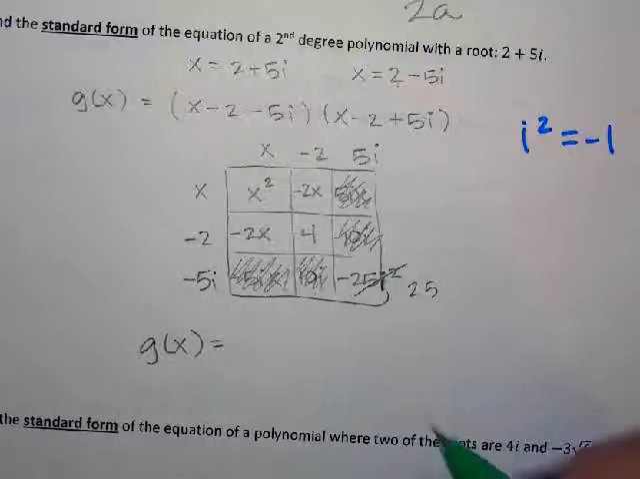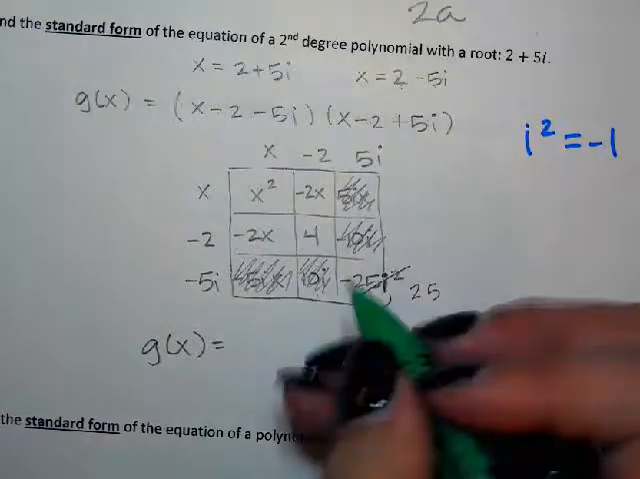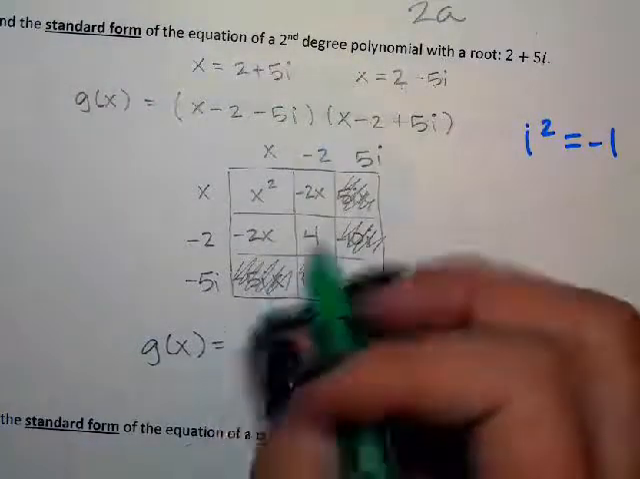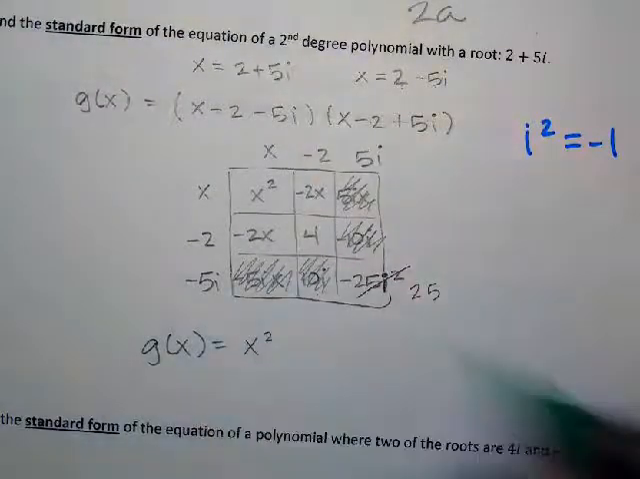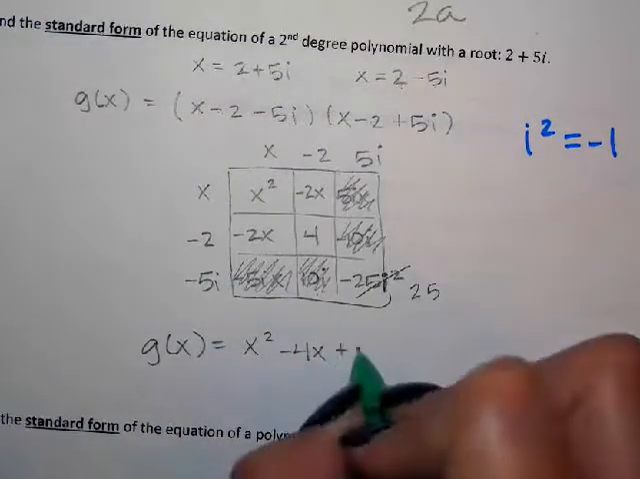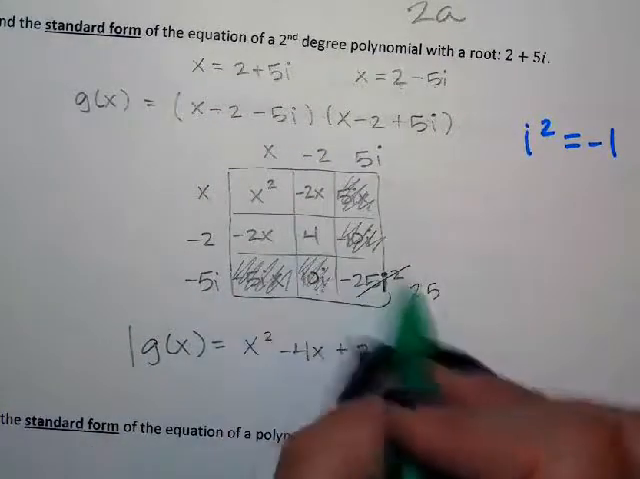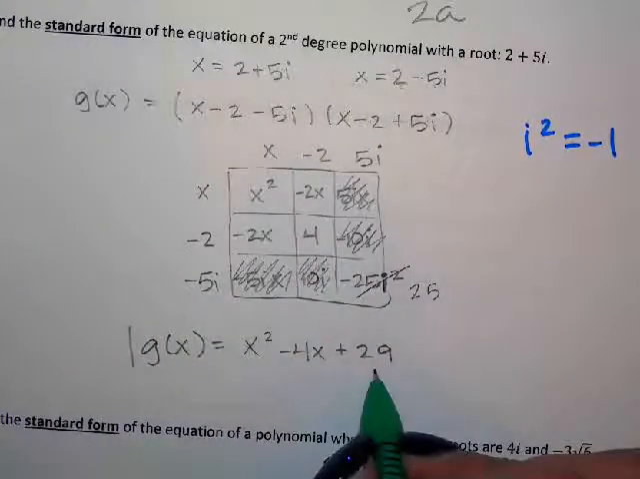Yeah. All right, so we have x squared. Perfect. What about the 4? So -2, and then the 25 and the 4 gave us the 29.